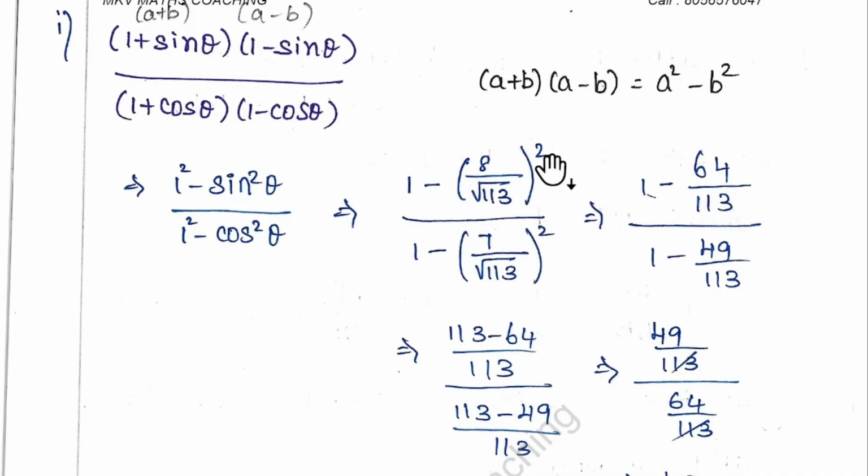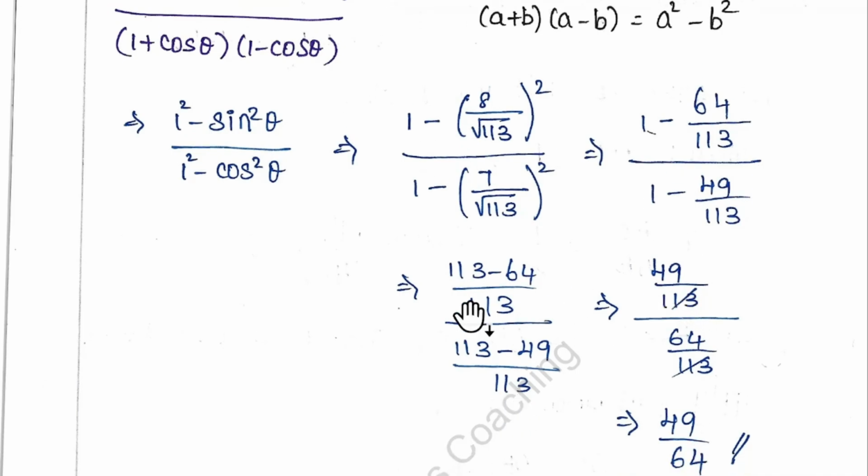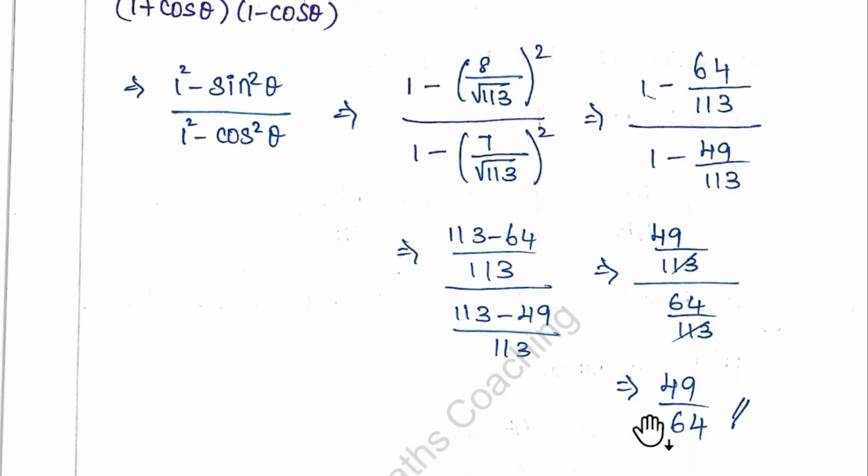If I multiply it inside, 8 square is 64, root and square will get cancelled, so 113. 7 square is 49, root and square will get cancelled, 113. Just cross multiply it. 113 minus 64 by 113 and 113 minus 49 by 113. So what is 113 minus 64? That is 49. 113 minus 49 is 64. So can you cancel this and this, right? So the 113 gets cancelled. So the remaining will be 49 by 64.